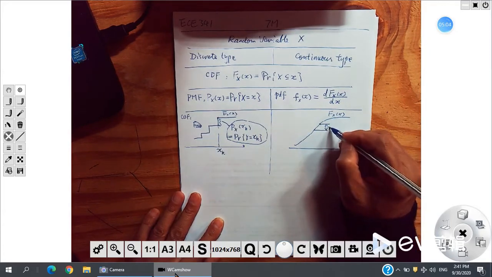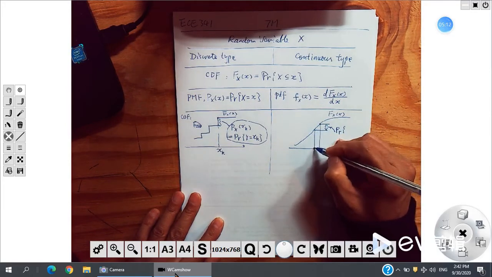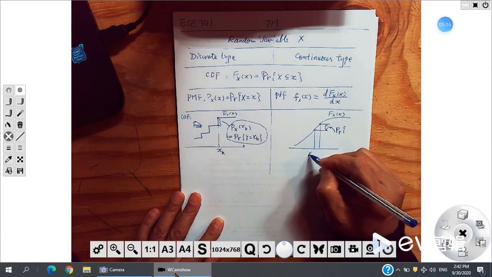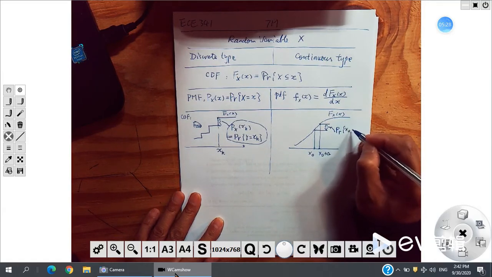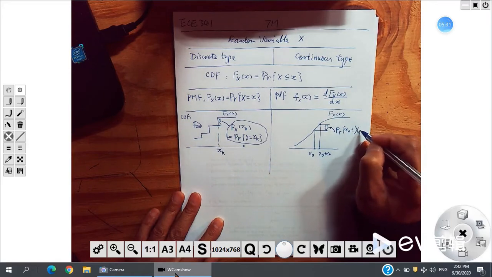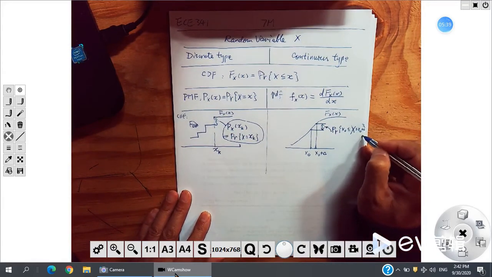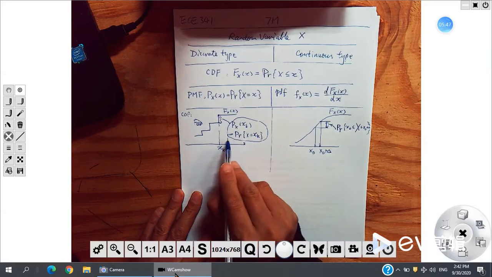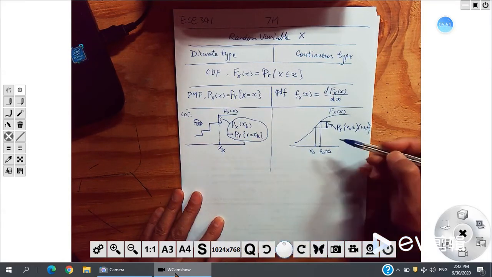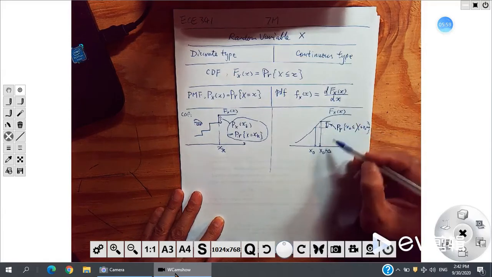This distance is the probability of X between two values, some x0 and x0 plus delta. The value of capital X is between x0 and x0 plus delta. This value is a probability, similar to the probability of a single value for discrete type. Here it is also a distance jumping up. This is the probability of this part.